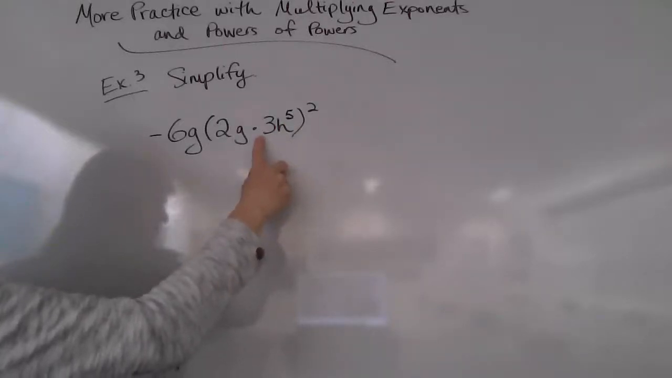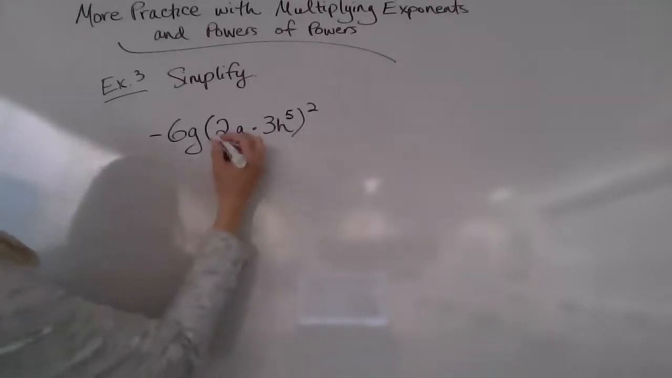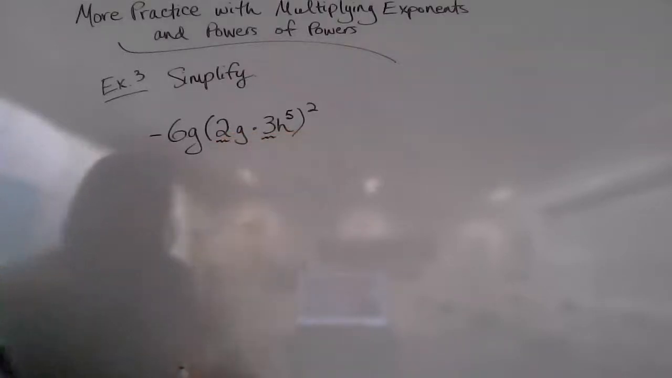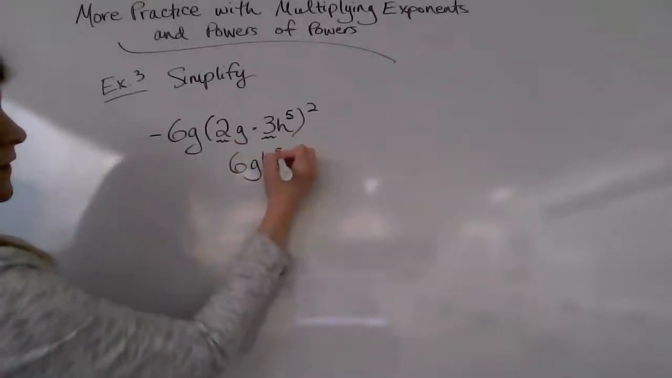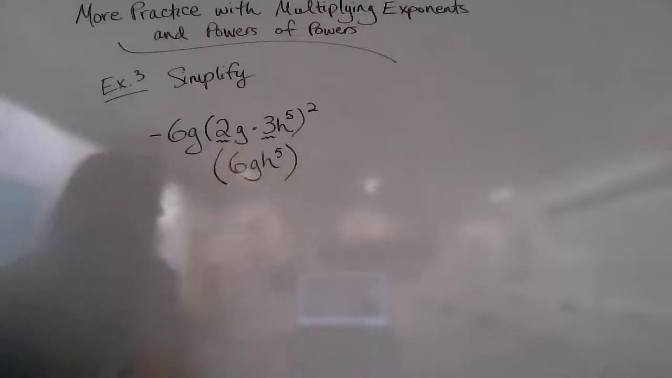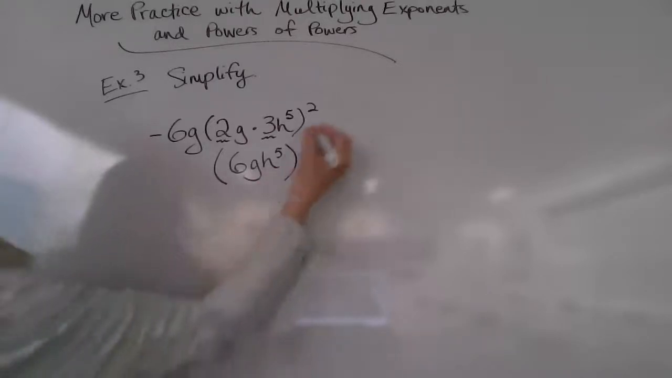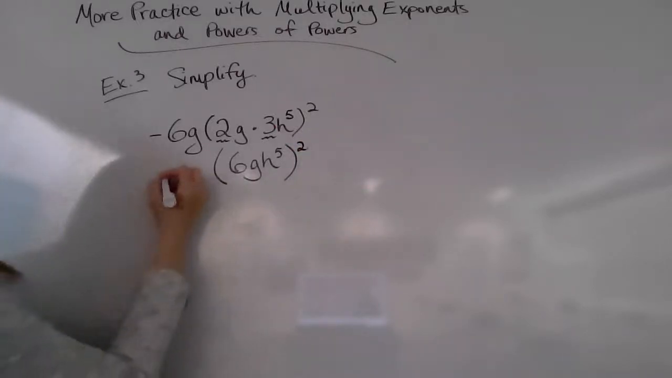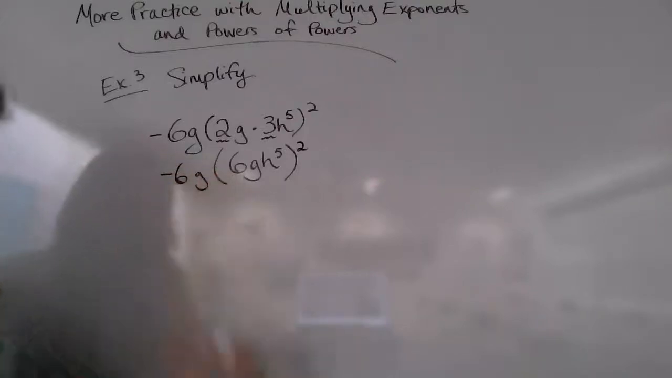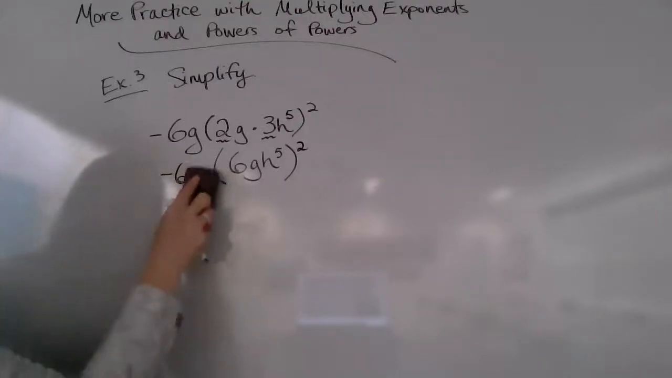We have a multiplication problem happening. So let's go ahead and do that multiplication. We have 2 being multiplied with 3. That gives us 6. We have a g and an h to the 5th. So inside the parentheses, we get 6g h to the 5th. Everything else comes down. It follows along. So we still have this power of 2. We haven't used it yet. We still have this -6g outside the parentheses.